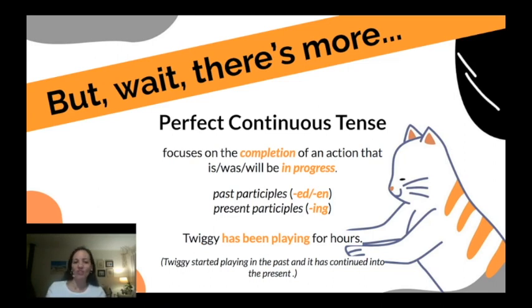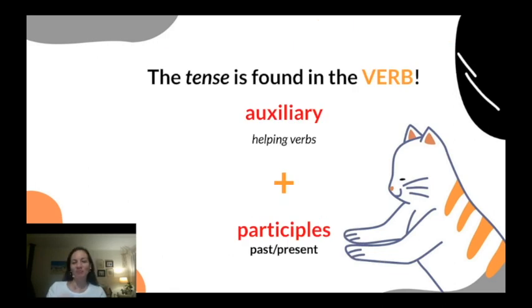So if I arrived home and I asked my husband, what has Twiggy been doing all day? He would say, she has been playing for hours. Currently, today, she has been playing for hours. So that has to do with my perfect continuous tense.